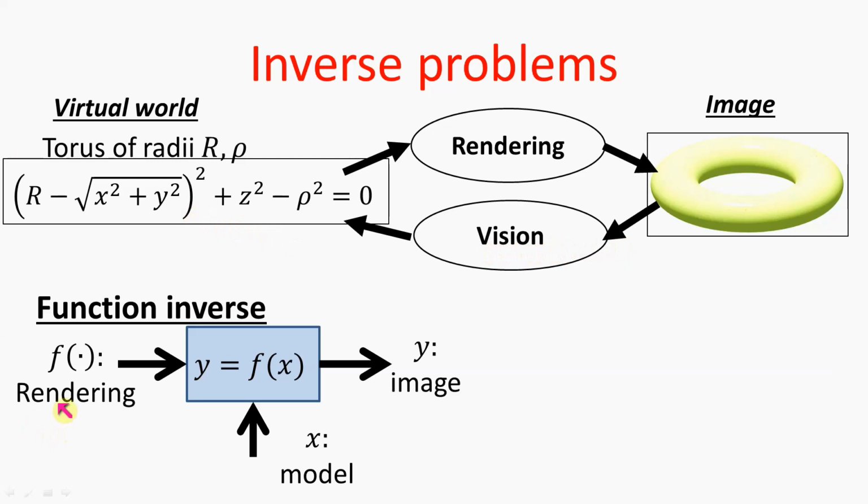Looking at it a little bit more formally, we can imagine computer graphics as a function evaluation where the input of the function is the model of the virtual world and the function itself represents the rendering process. The output of the function evaluation is the image. So when we consider the other direction, the input will be the image, we know the function, that is the rendering process, and we are interested in the model. So while rendering is a function evaluation, vision is the solution of an equation.